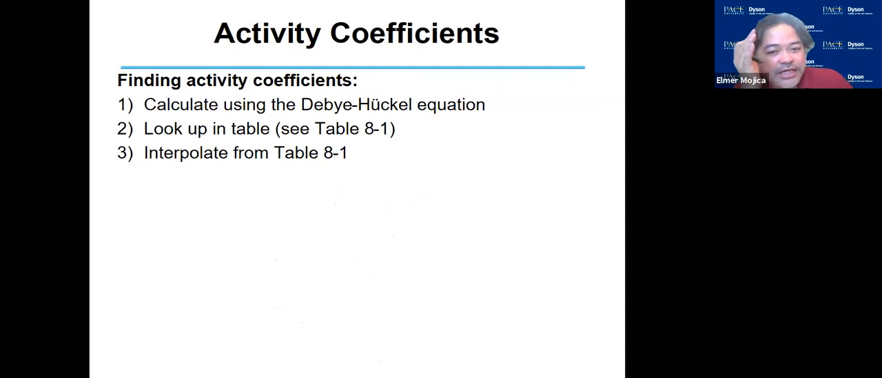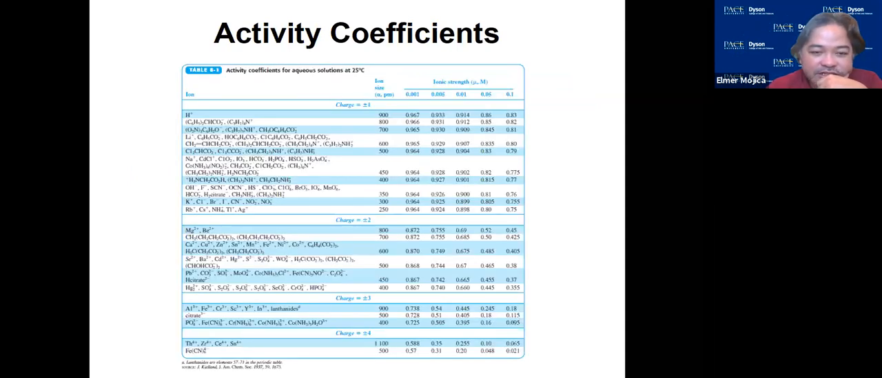Now there are 3 ways to determine the activity coefficients. One is using the Debye-Hückel equation. Another one is to look it up in the table, which is given here. And another one is to interpolate from Table 8-1. So this is Table 8-1. If you look at it, this is the ionic size that you have, the charges that you have, and these are the ionic strengths depending on the given concentration.